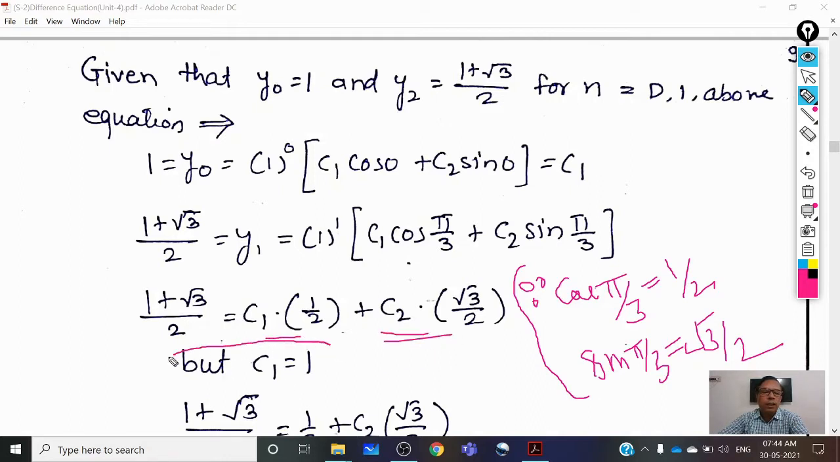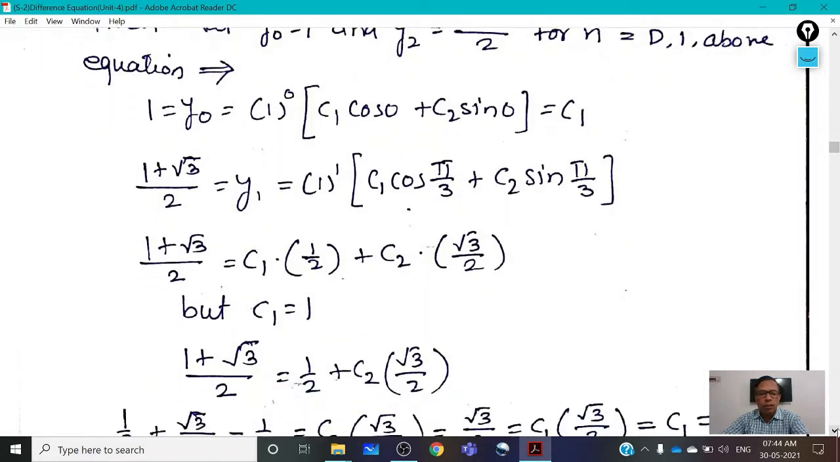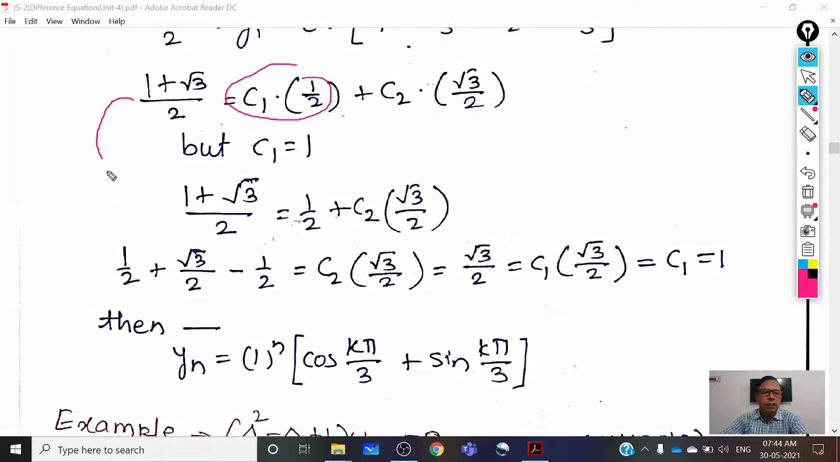But we already calculated c1 = 1. Putting the value of c1 in this equation, it becomes (1 + √3)/2 = 1/2 + c2 (√3/2). On simplifying, we get c2 · √3/2 = √3/2. It means c2 = 1.